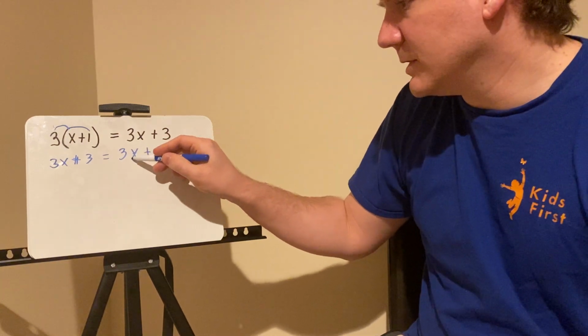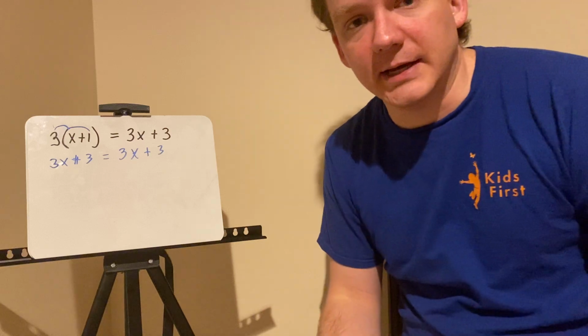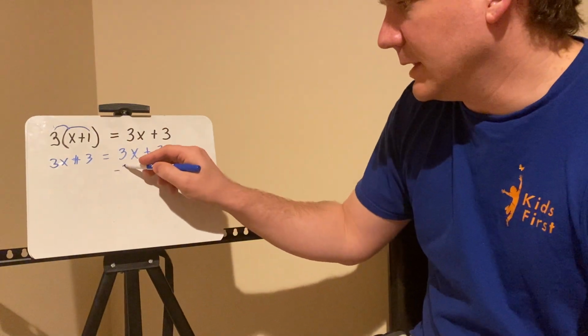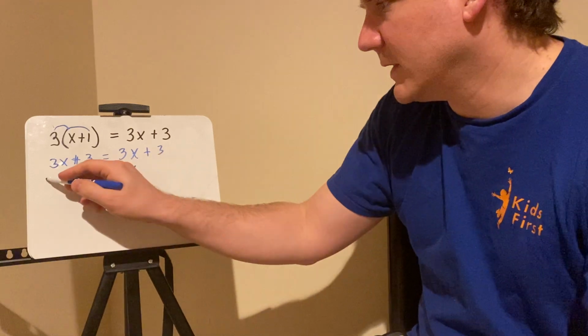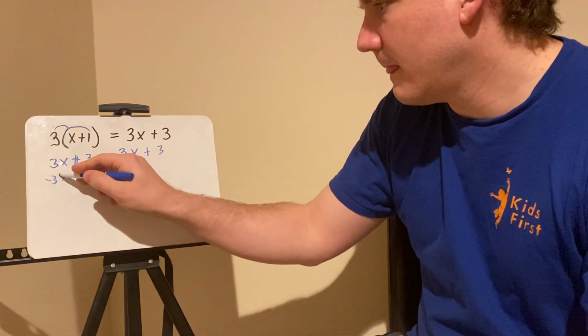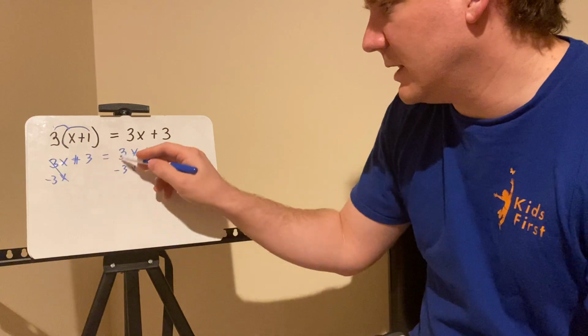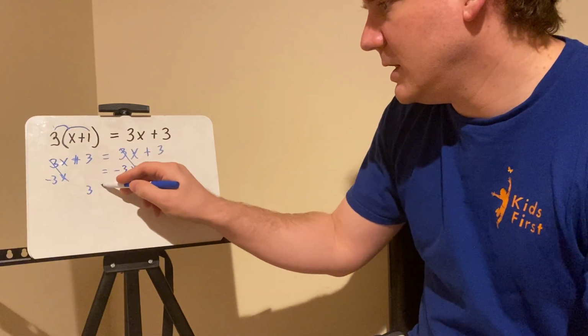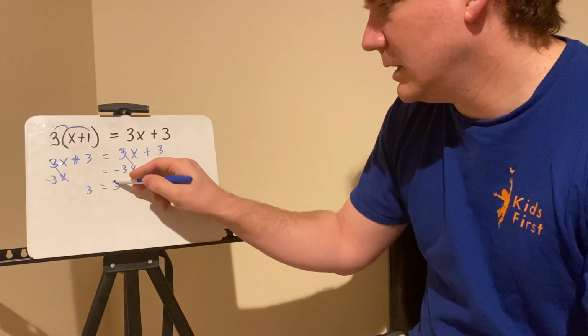And the reason it looks a little bit strange is because we have the same thing on both sides. We could continue to solve this equation. I could do minus 3x to both sides. And then this becomes 0 and this becomes, oh, wait a minute. And then I'm left with 3 equals 3. Still true.